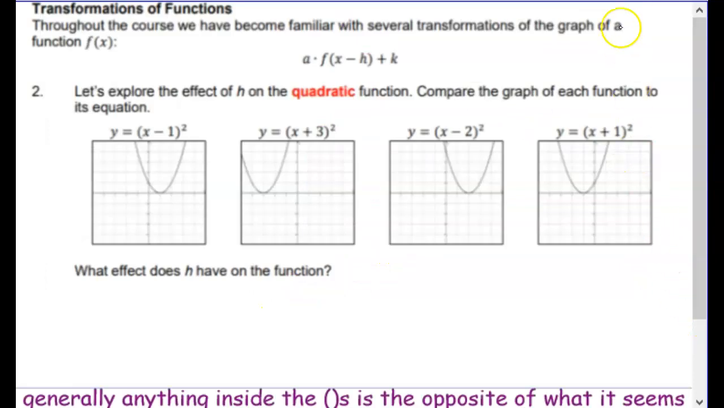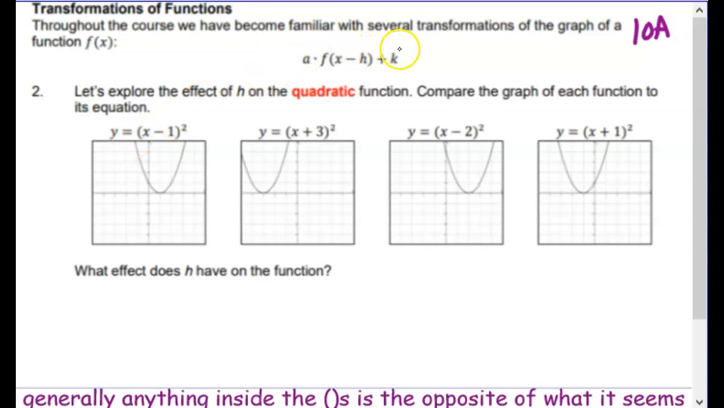Okay, top of 10A, is that right? I know it starts with number 2. Everybody find where we are? Is it 10A? Okay, thanks.